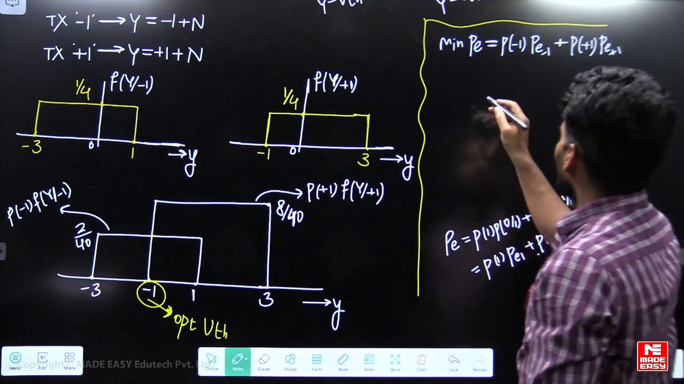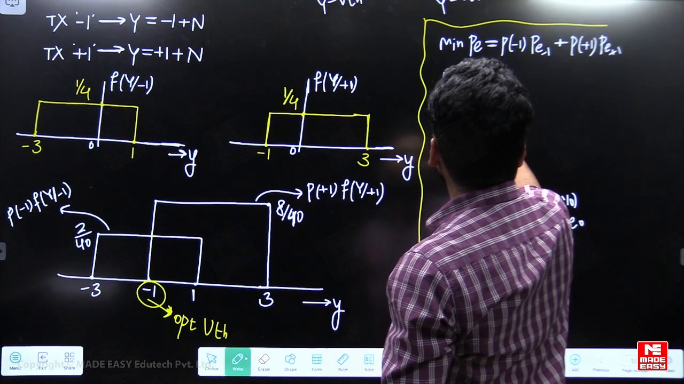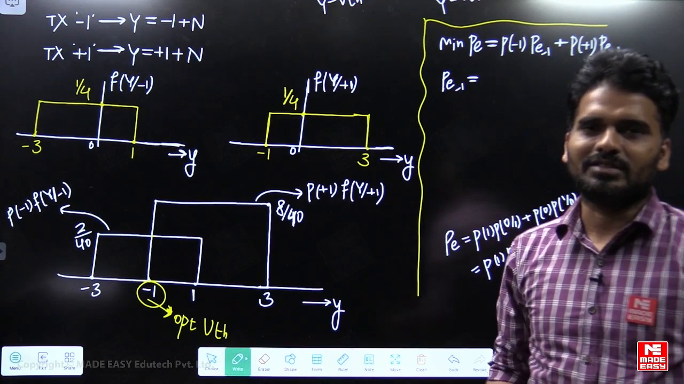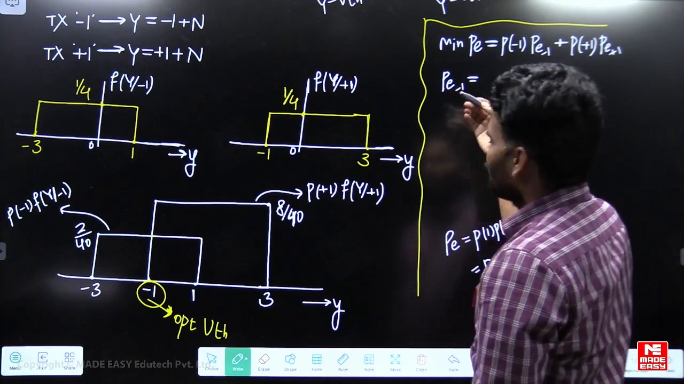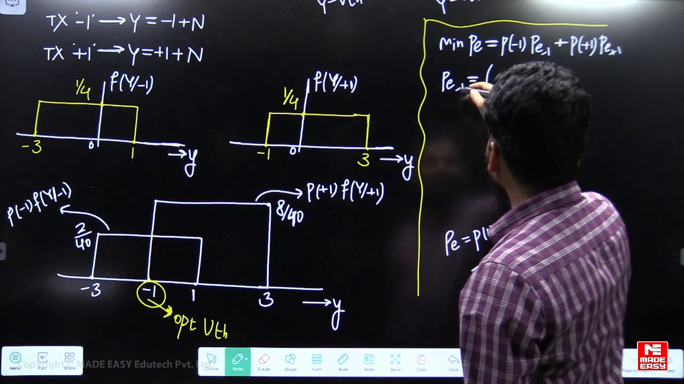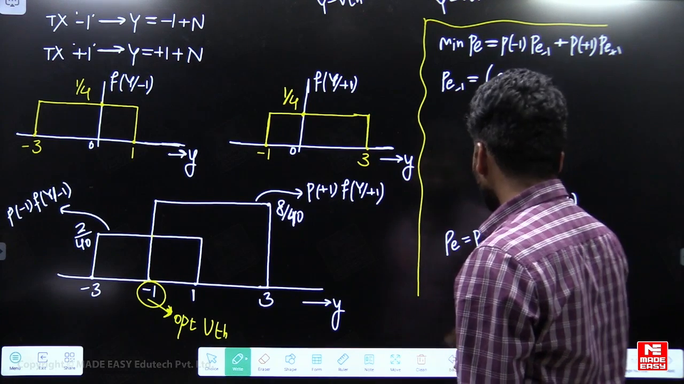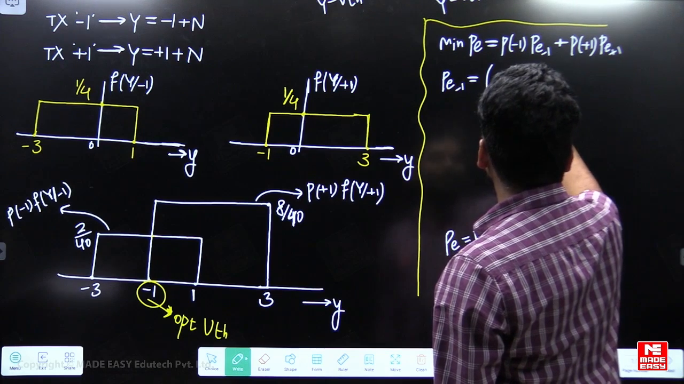Okay, fine. Now let's find PE minus 1. What is the probability of error when minus 1 is transmitted from the source? Okay. Now, how to find probability from a density function? Area integration. So it is when minus 1 is transmitted. So here, what is the density function of y when minus 1 is transmitted?